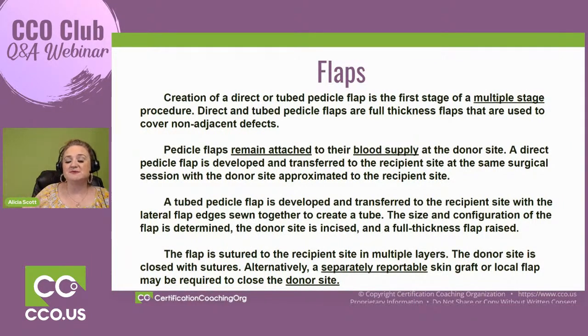So there are specific guidelines regarding those that surround the codes, and they tell you separately reported skin graft or local flap may be required for donor site. It'll tell you right there next to the code, code in addition closure.